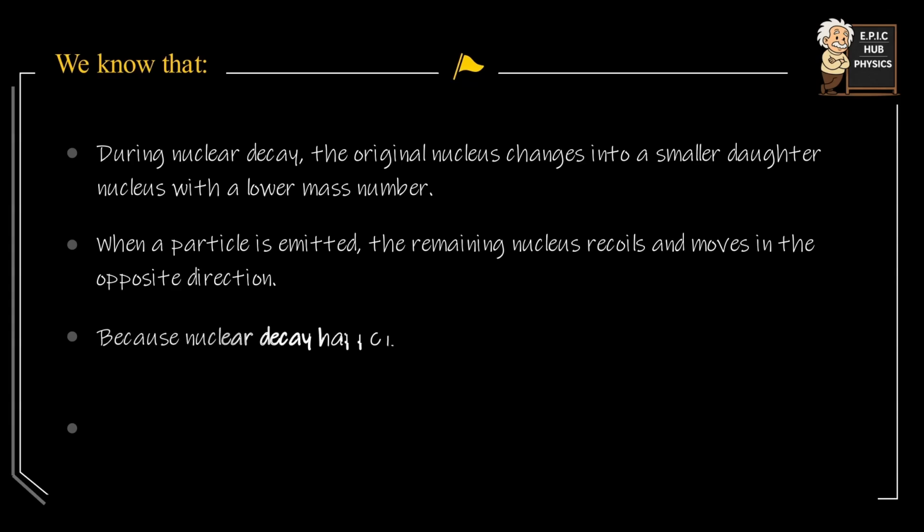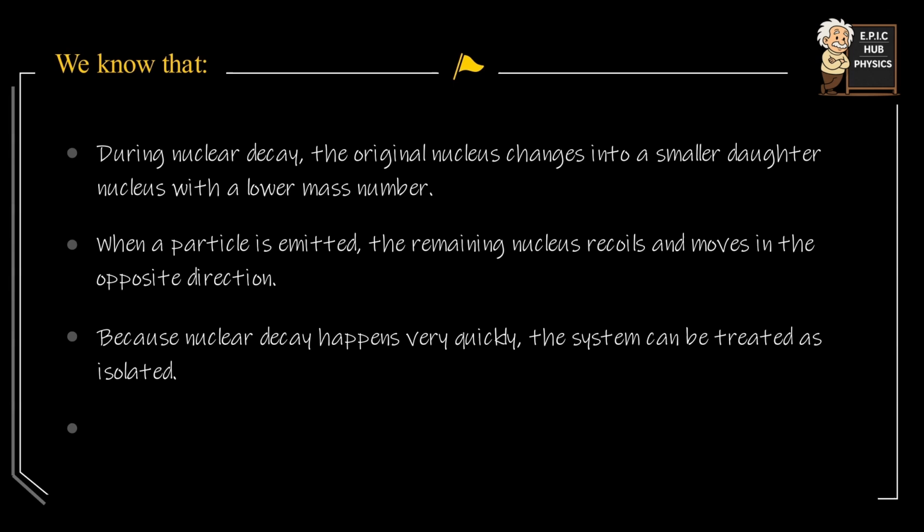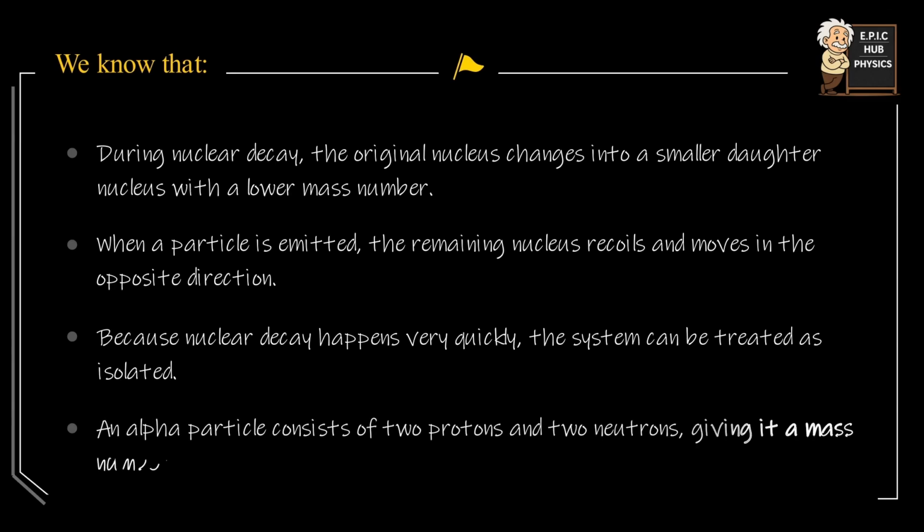Because nuclear decay occurs extremely quickly, the system can be treated as isolated. That means no external forces act on it, so the total momentum of the system remains constant. We also know that an alpha particle contains 2 protons and 2 neutrons, giving it a mass number of 4. Now let's think through solving the problem step by step.